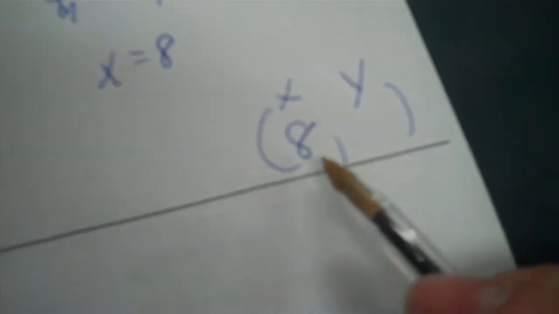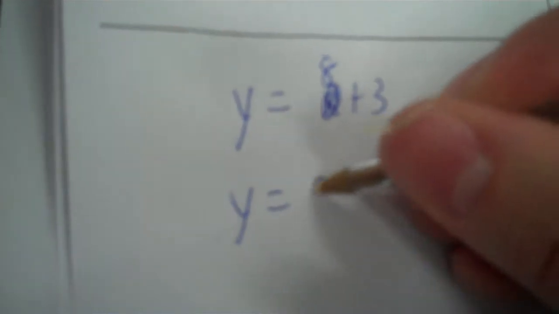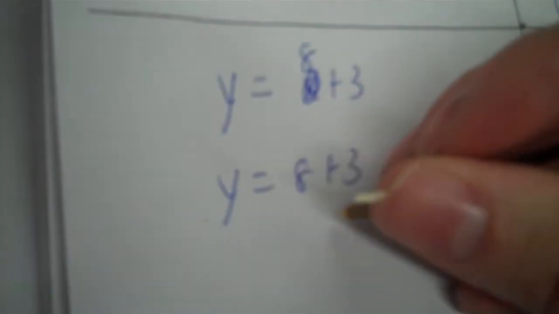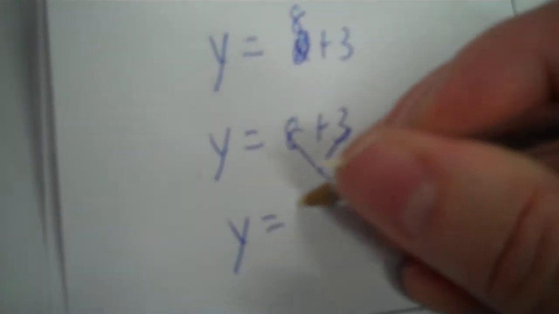Now, write your base. We're solving for y, so use the one that's got the y by itself. So we have our solution for x, which is 8. So y is equal to 8 plus 3. Well, 8 plus 3 is 11, so y equals 11.